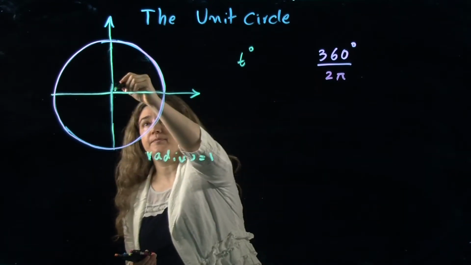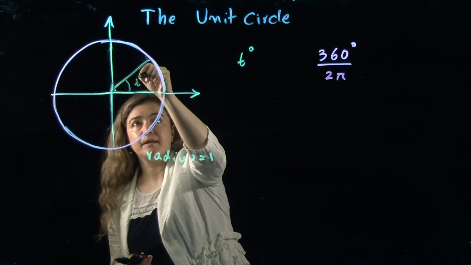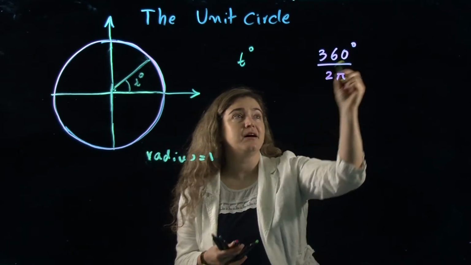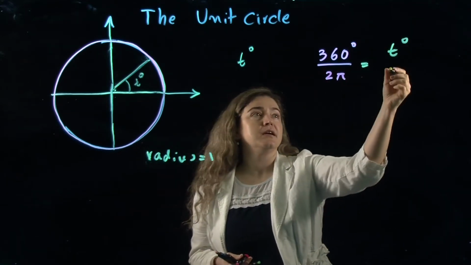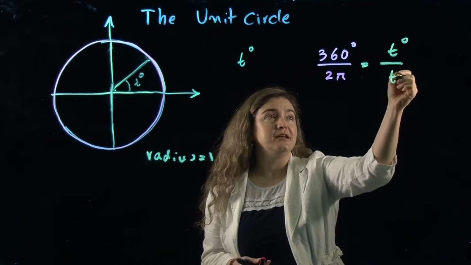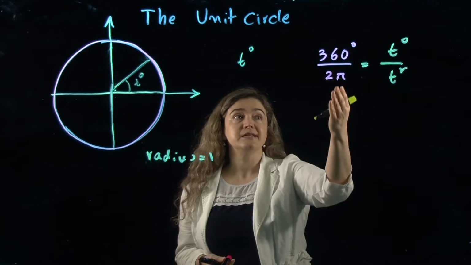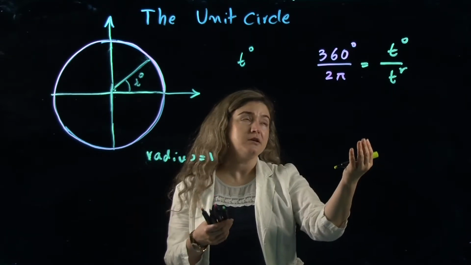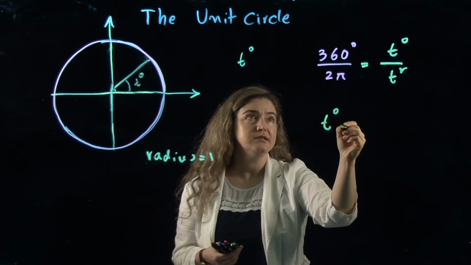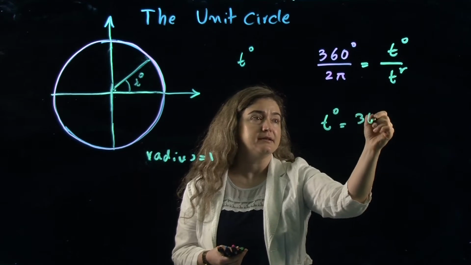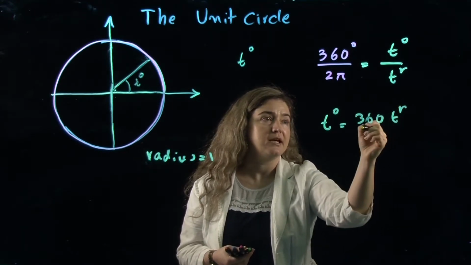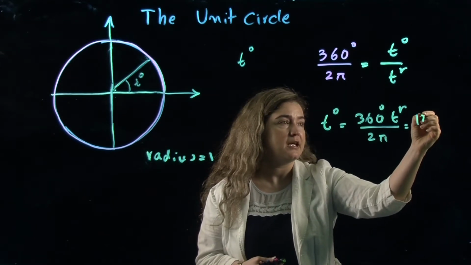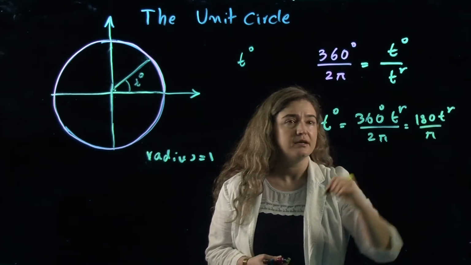Now let's look at the angle T. T in degrees is a fraction of 360 degrees, so I can set it up as T in degrees over T in radian is going to be equal to 360 degrees over 2 pi radian. Now, to solve one way or another, I'm going to start, let's say, with T in degrees, then it's 360 times T in radian divided by 2 pi. Simplifying this, I get 180 T in radian divided by pi.